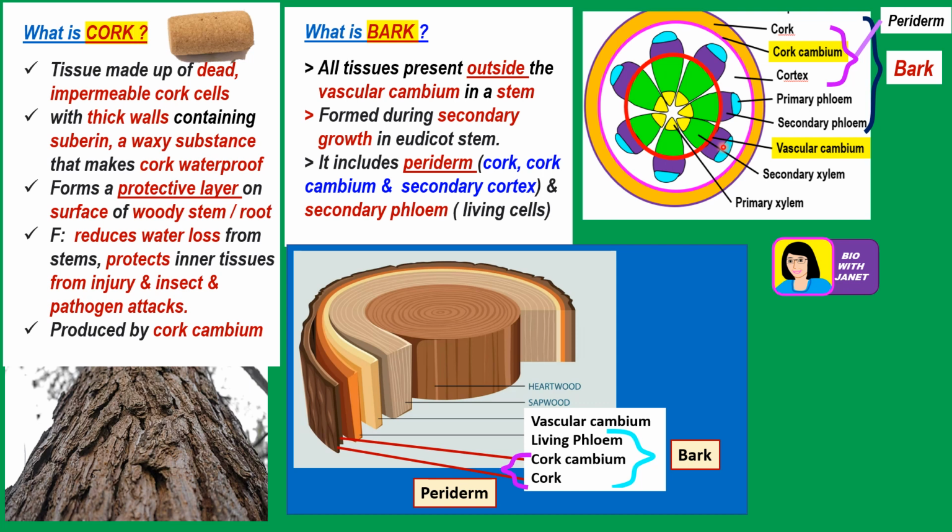Okay, so now you see this is a vascular cambium, and this is a stem that has undergone secondary growth. So this is the vascular cambium, the red line. So all the tissues from outside this vascular cambium right to the surface of the stem, all these are included in bark.